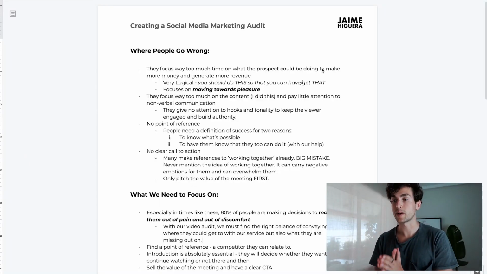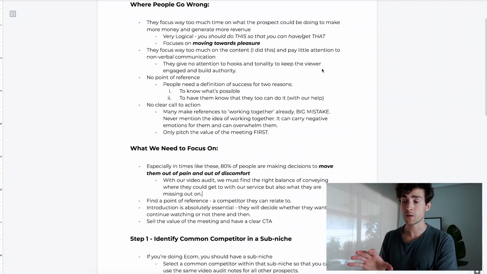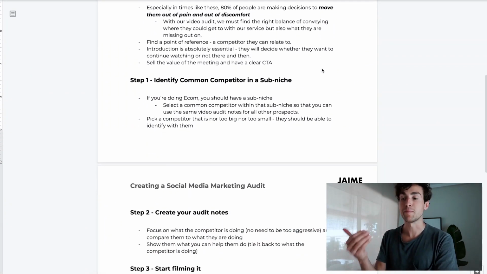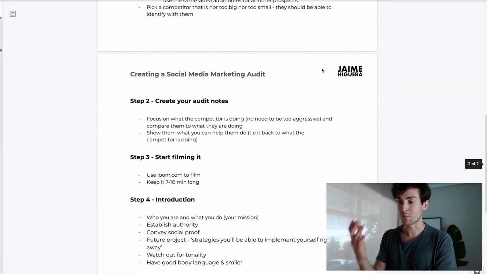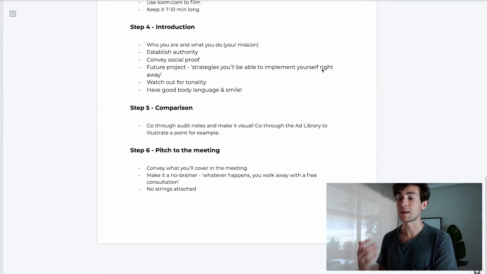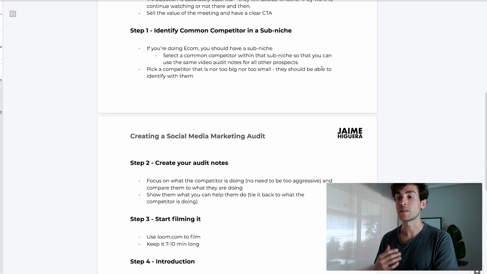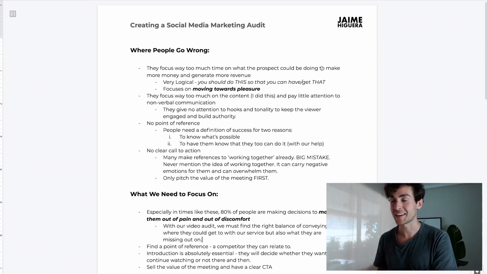So here we are inside my computer. Now, the way I've divided this document is, first, we're gonna cover where people usually go wrong and the biggest mistakes I see people make with their audits. Secondly, we're gonna cover what we actually need to focus on. And then once we know, we can actually implement and take action. So we're gonna go step 1, step 2, step 3, step 4, and step 5. And finally, we're gonna end with step 6. So very excited for this, and let's get right into it.